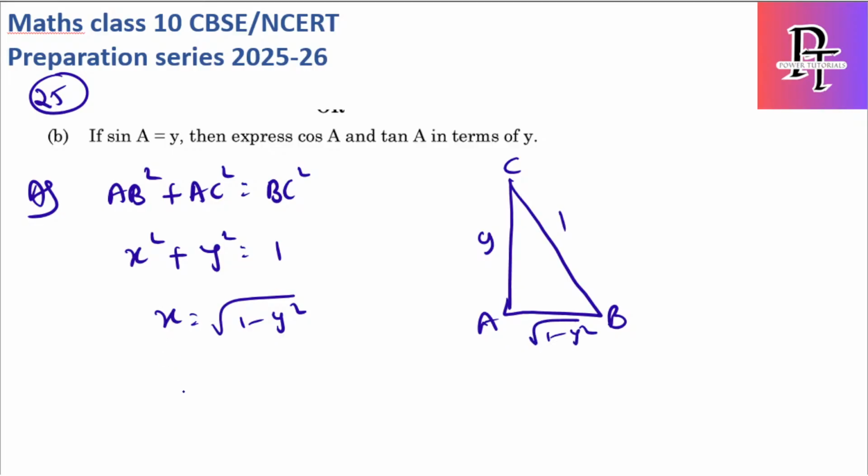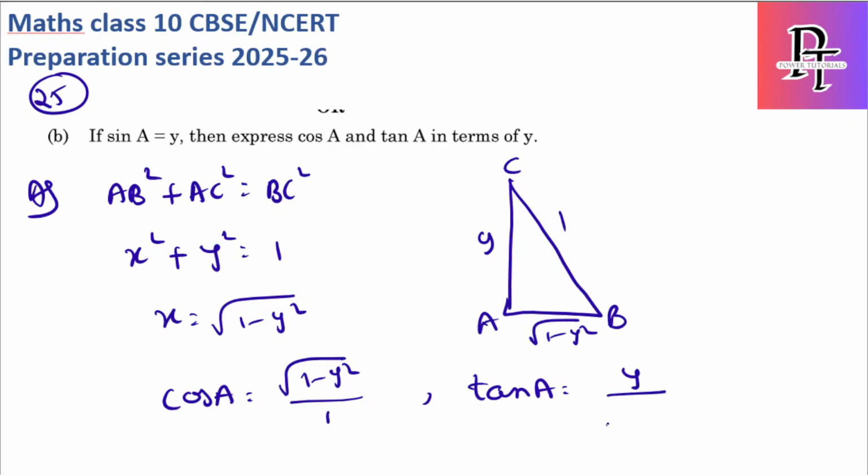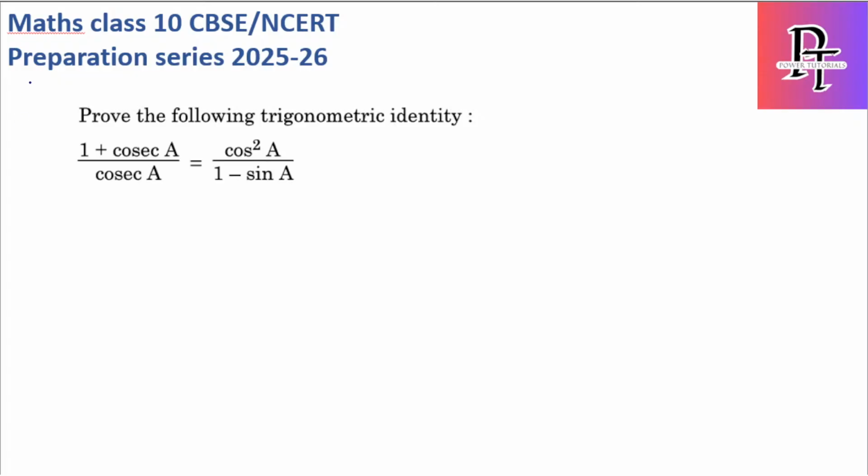Now substitute any value. Cos theta. Okay, cos is adjacent by hypotenuse, which is root of 1 minus y square by 1. What about tan? Tan is opposite by adjacent, which is y by root of 1 minus y square. Here this is the theta, or here it is C. Okay, let's move to the next one. 25 are done. 26th question.